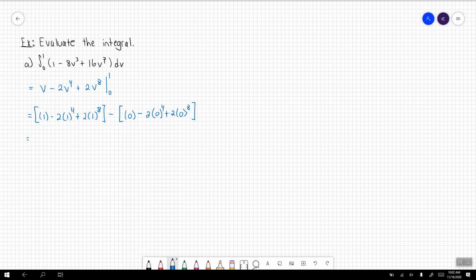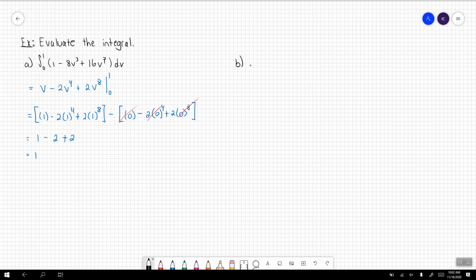So here you're going to see all of the terms in that last function evaluated at 0 cancel out. They're all going to go to 0. And we're really only left with 1 minus 2 plus 2, which just evaluates to 1. And that's how we want to approach these specific integrals. So let's work on part B really quickly, and let's see where part B leads us.